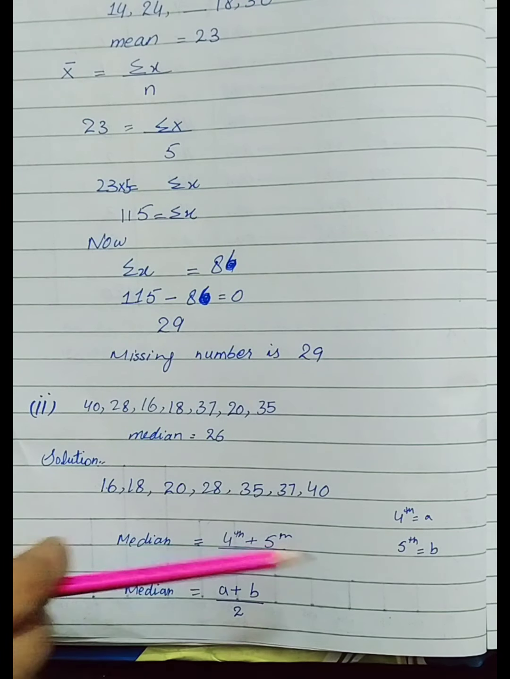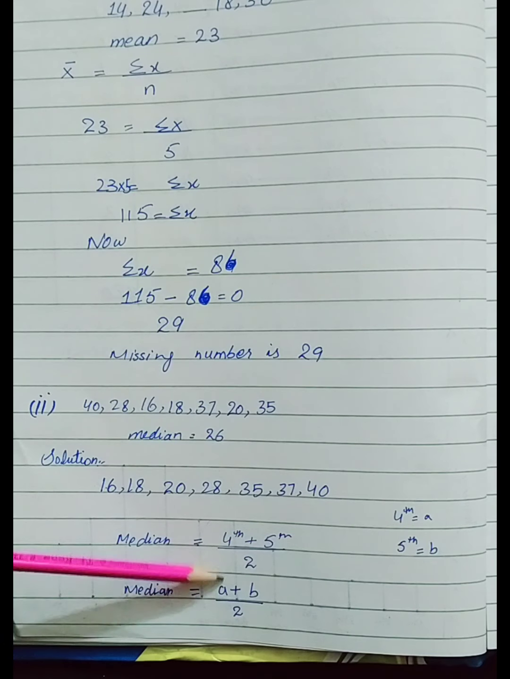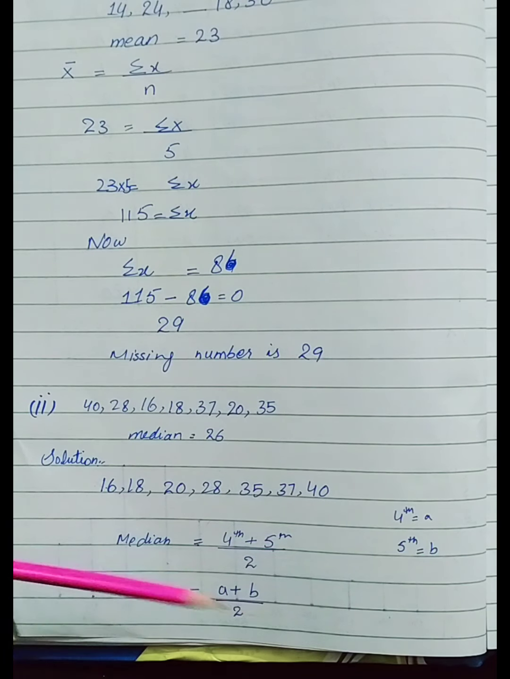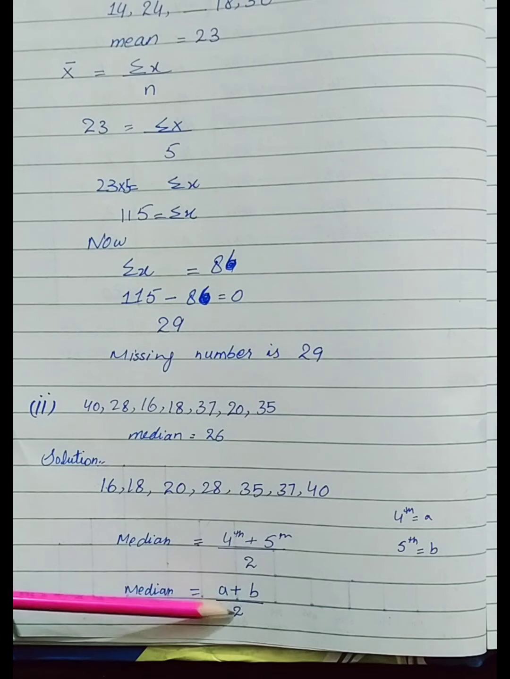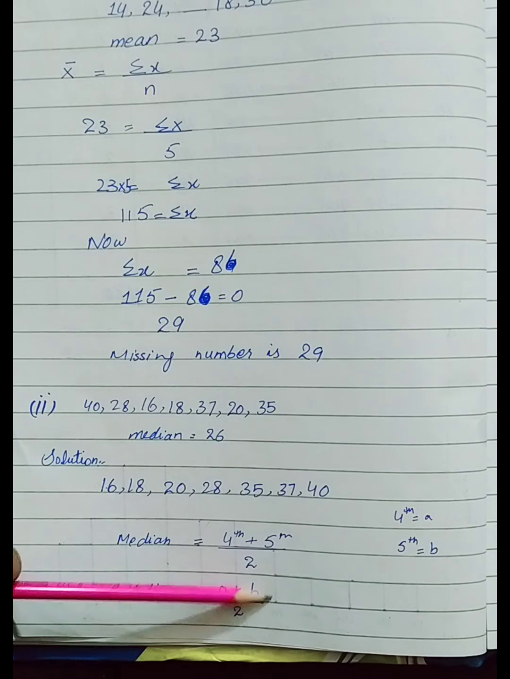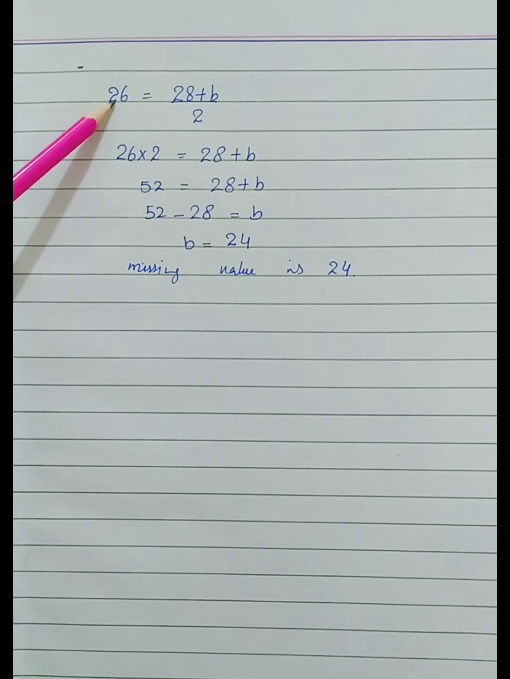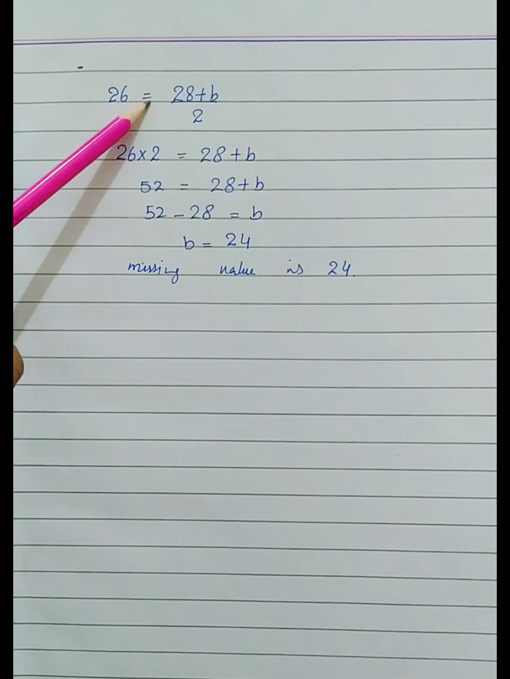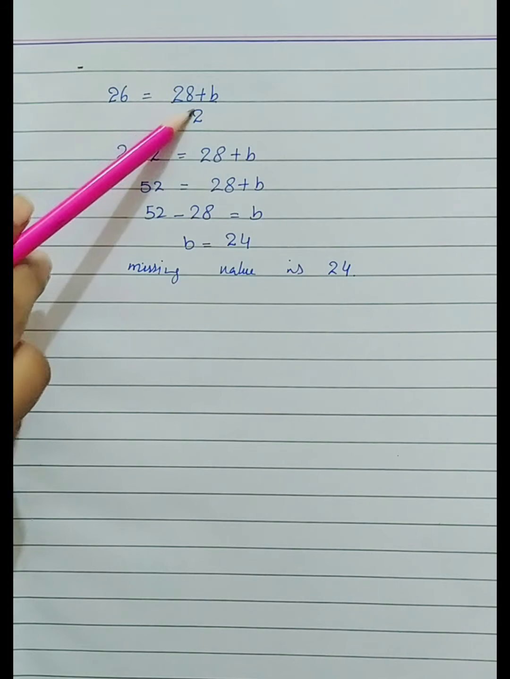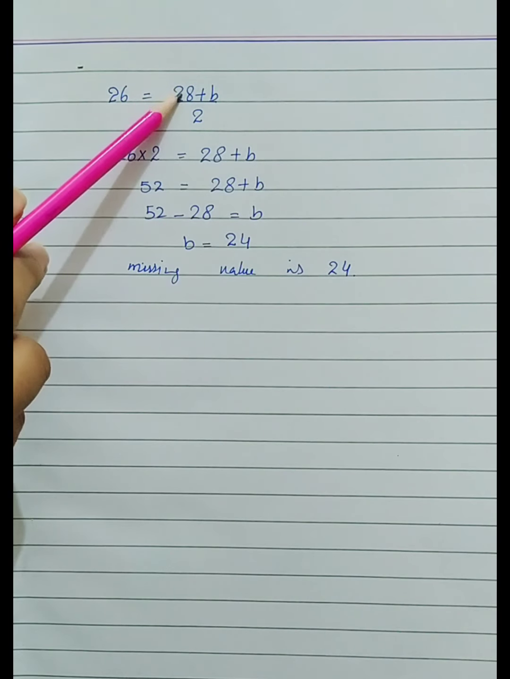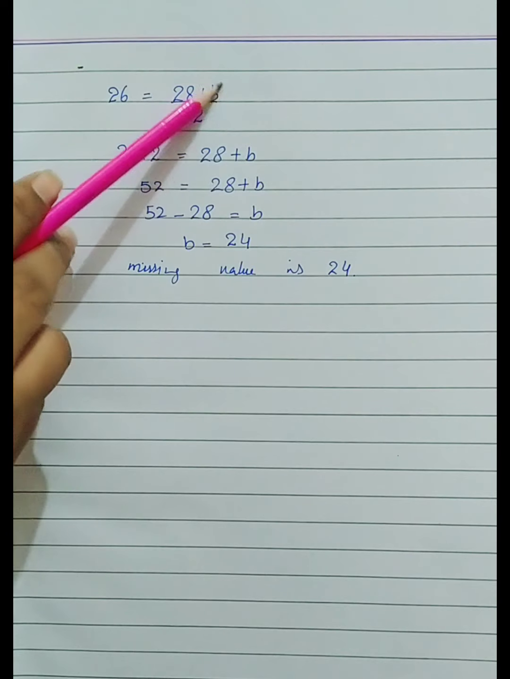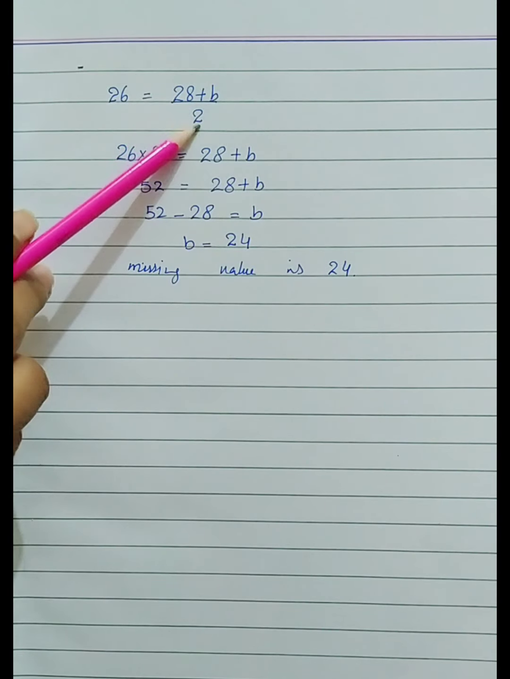So we suppose that 4th is A and 5th is B. Median equals A plus B divided by 2. A is 4th term and B is 5th term. So we have median, which is 26, equals A, where A is 28, which is the 4th term, and B is missing, divided by 2.